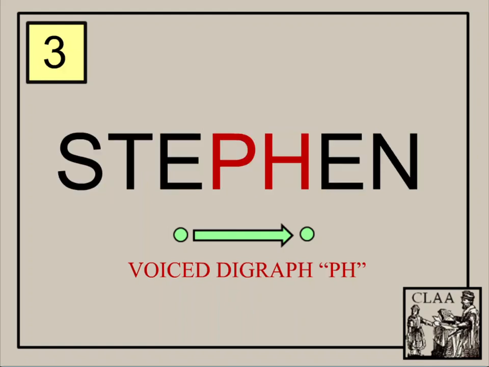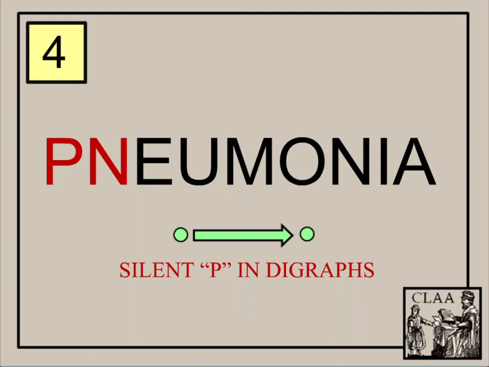The third sound, represented by the English letter P, is the sound of the voiced digraph PH. V, v, v. Let's read this word with the sound of the voiced digraph PH. Stephen, Stephen, Stephen.